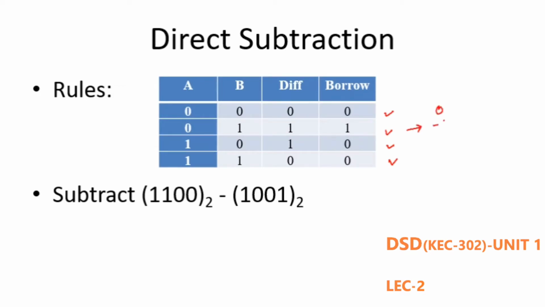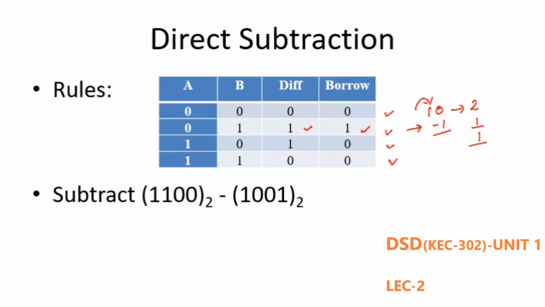For 0 minus 1, actually I am subtracting a larger number from a smaller number. That is not possible directly, so I will take a borrow from the next higher bit. That means this borrow is guaranteed. Now if I take a borrow here, this becomes 10, which is equivalent to 2. If I subtract 2 minus 1, it becomes 1. That's why the difference is 1 and the borrow is also 1. Now we can use these rules to perform subtraction.